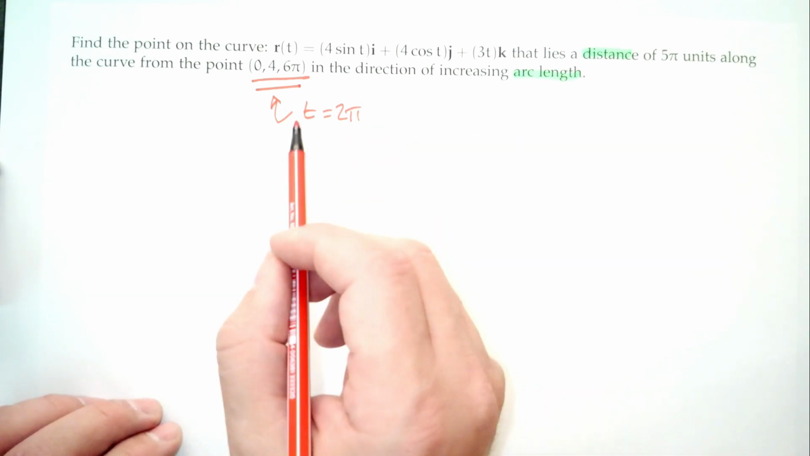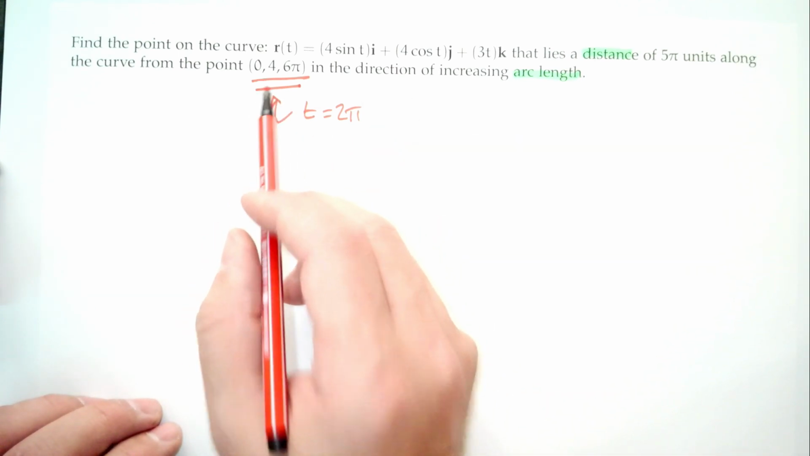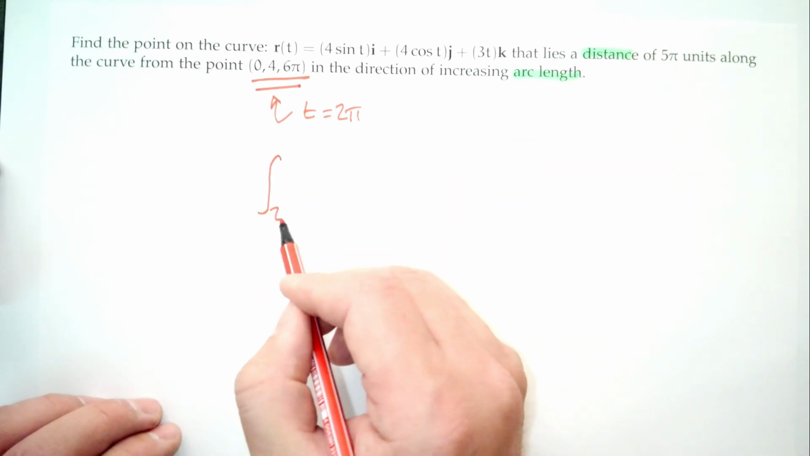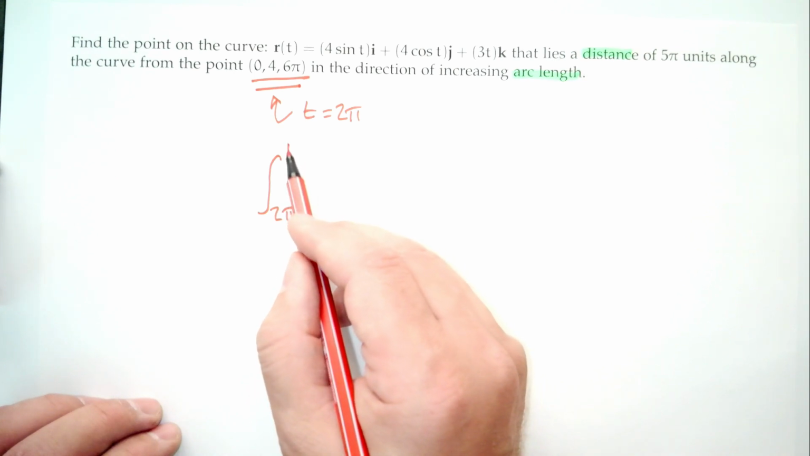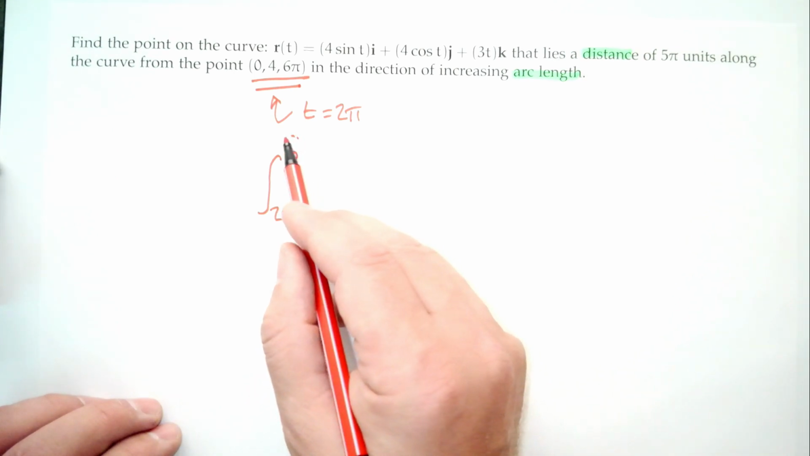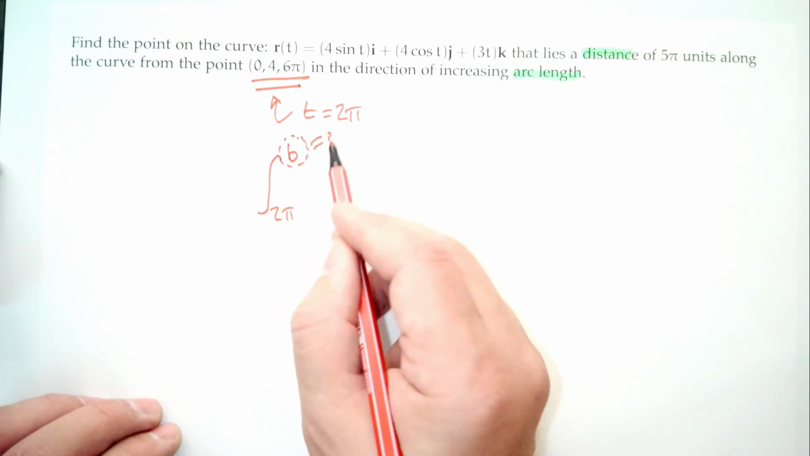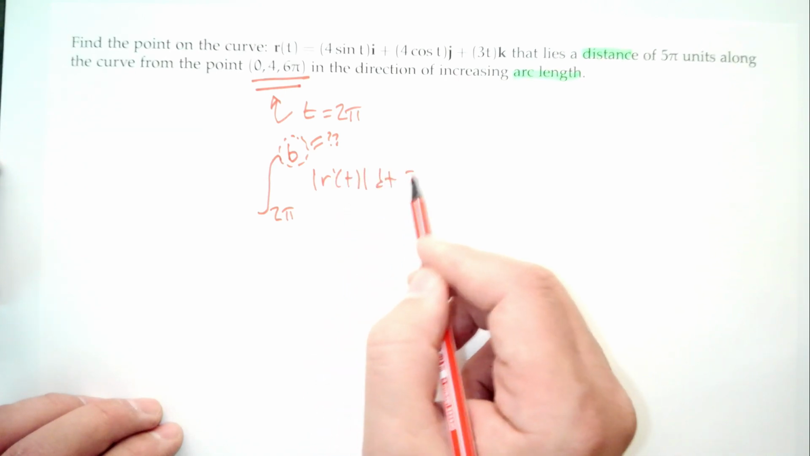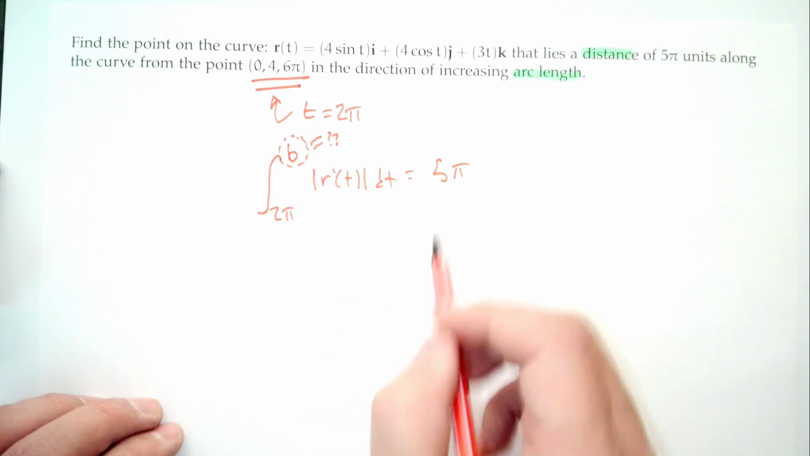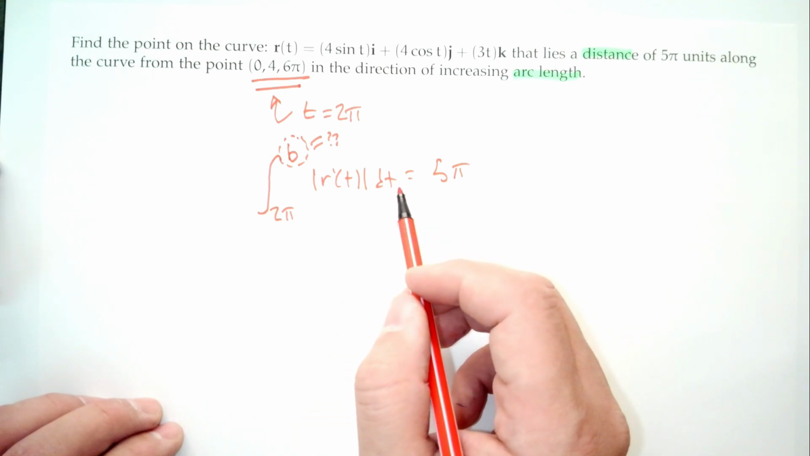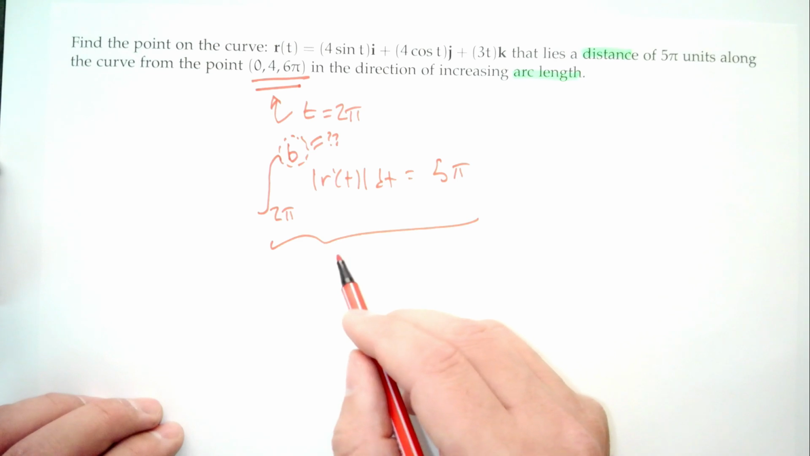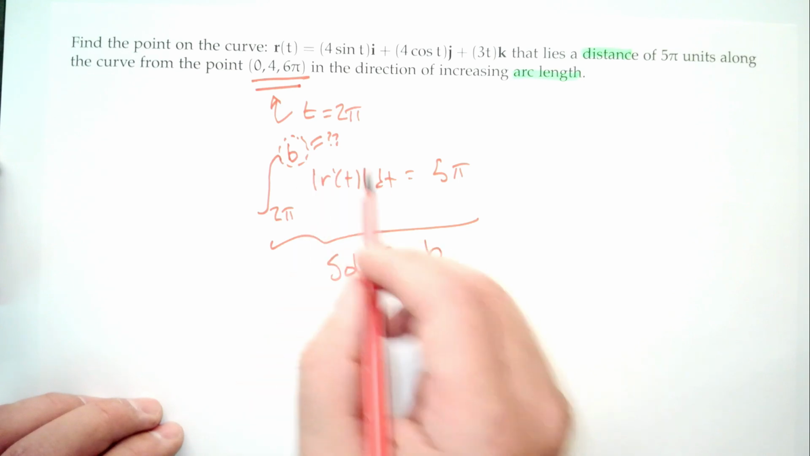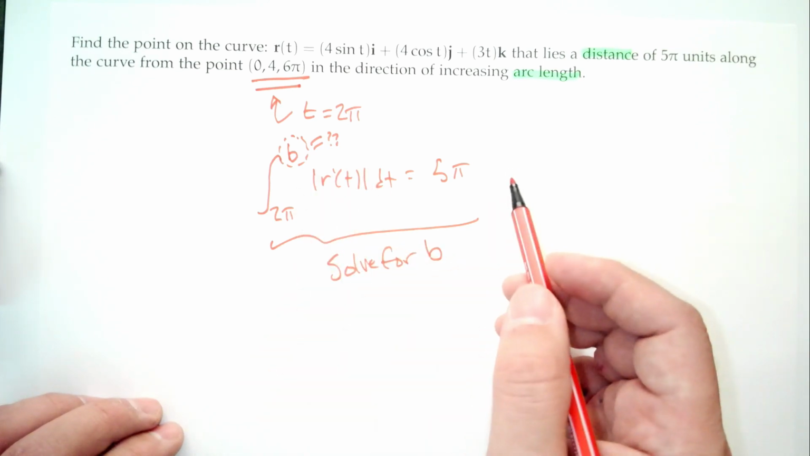So it says, I'm at time 2 pi, I'm at that point, and I've gone a distance of 5 pi, which means starting at time 2 pi up to some other time b, which is not known right now, the integral of the magnitude of r prime of t dt gives me 5 pi. Well, what does this allow me to do? This allows you to solve for b. It'll turn out that this is a very easy function to integrate. You can now solve for b.